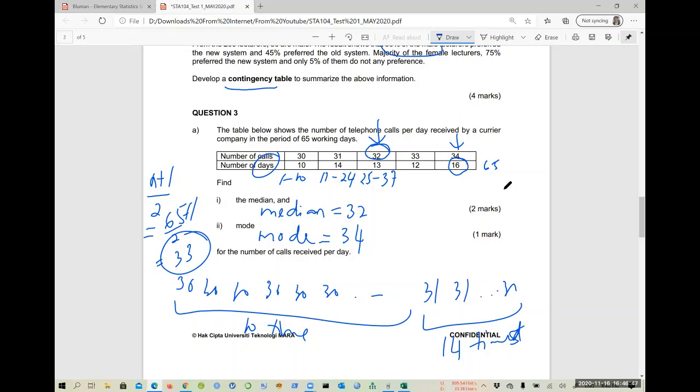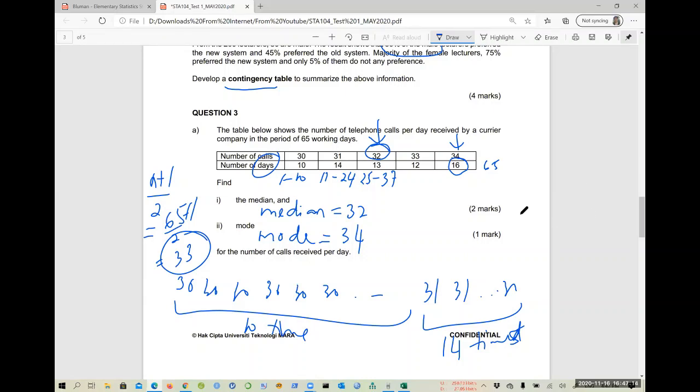So that's it. This is how you tackle the questions if they give you in the form of discrete value with a frequency. You cannot solve this using the group table, because this one is a discrete value. The number of calls is a discrete value, not in the form of a range from one value to another. So this will be the answer. The median is 32 calls, and the mode will be 34 calls.